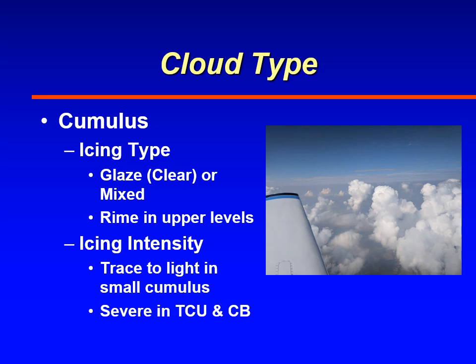Icing intensity depends upon the cumulus cloud, whether it's a very large one or a very small one. Typically, small cumulus clouds will have light icing in them, perhaps maybe even moderate. But as you move towards the towering cumulus clouds and the cumulonimbus, even short encounters, we're talking 30 seconds, will coat the aircraft in about an inch or so of ice. So that would be a severe icing episode in towering cumulus and also cumulonimbus.